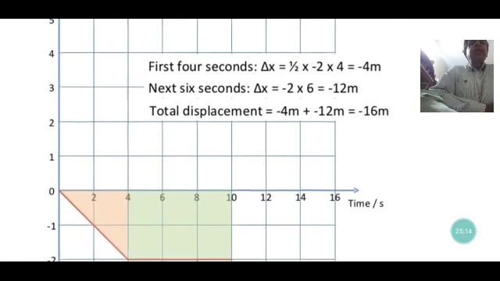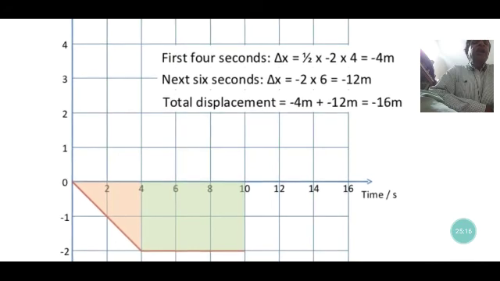Here the area is calculated as half times minus 2 times 4. This velocity is minus 2 and time is always positive. Time is never negative. So half times minus 2 times 4 is minus 4. This area, the pink triangle, gives the displacement covered between 0 and 4 seconds.